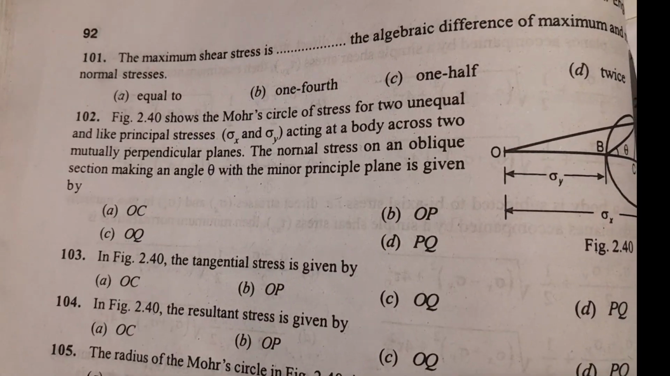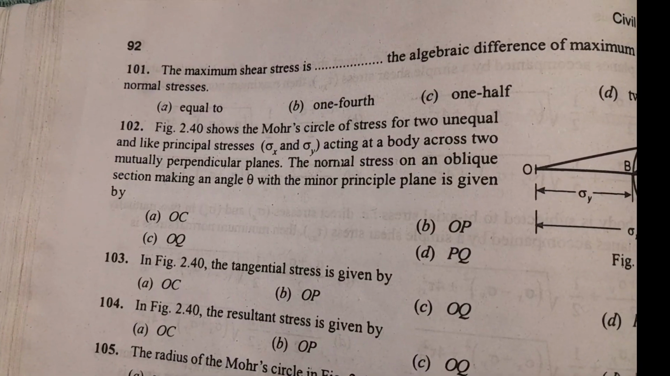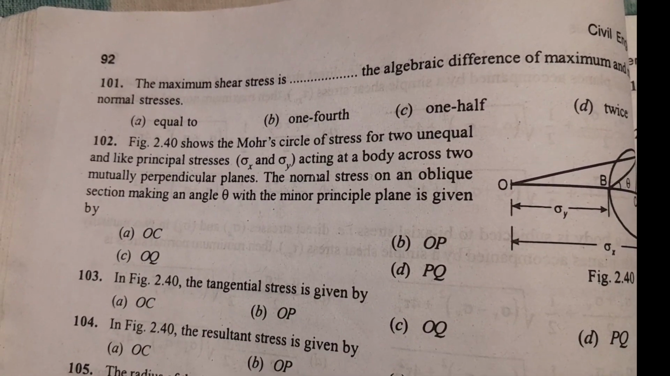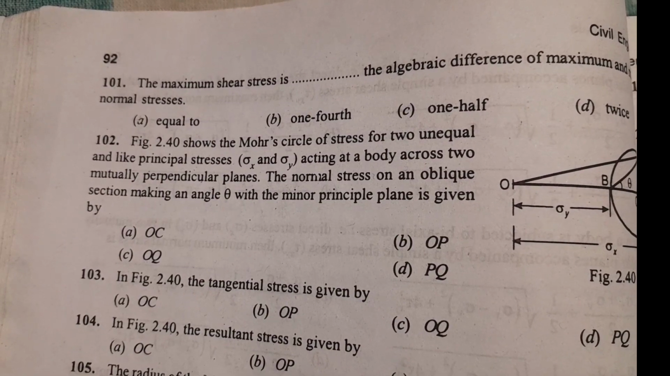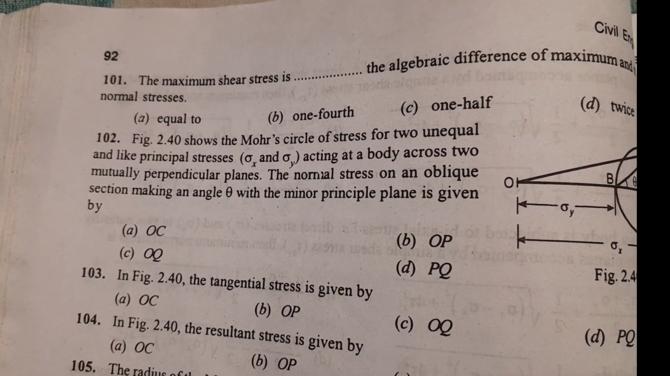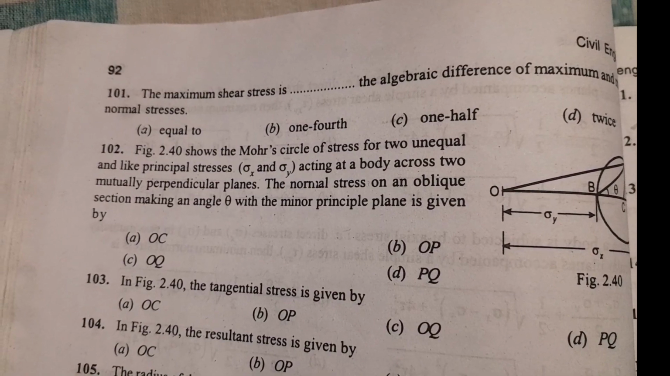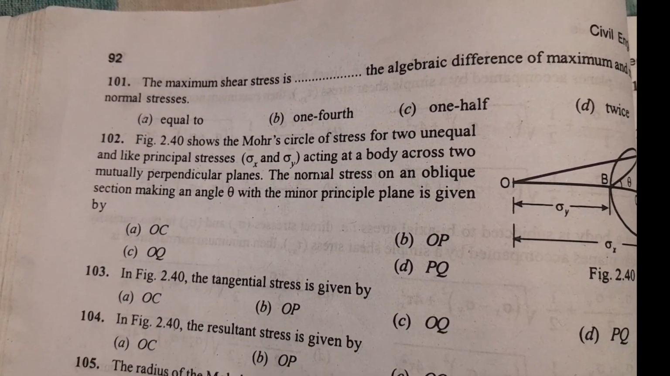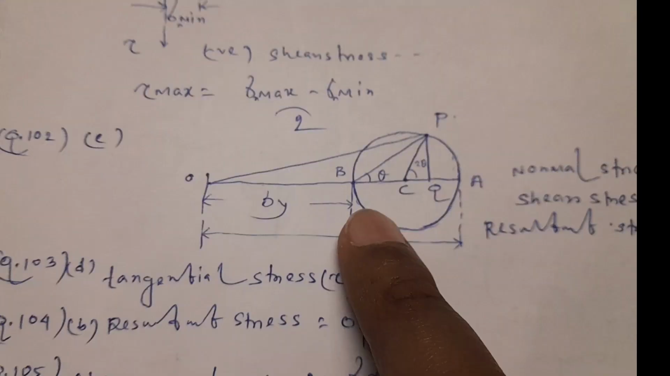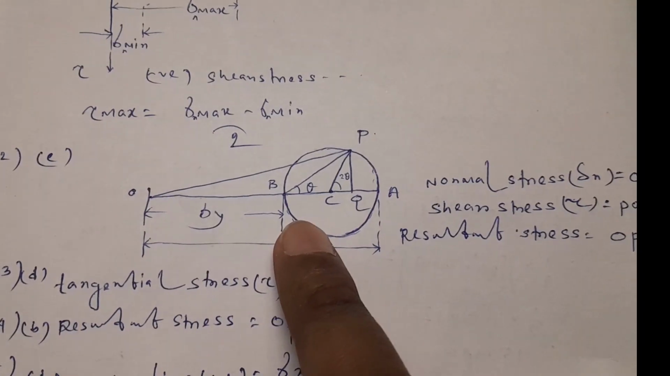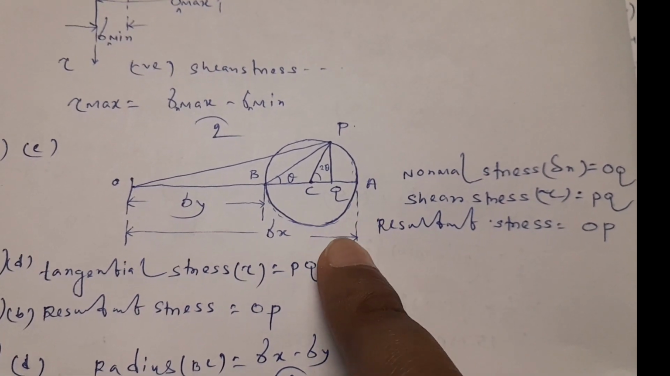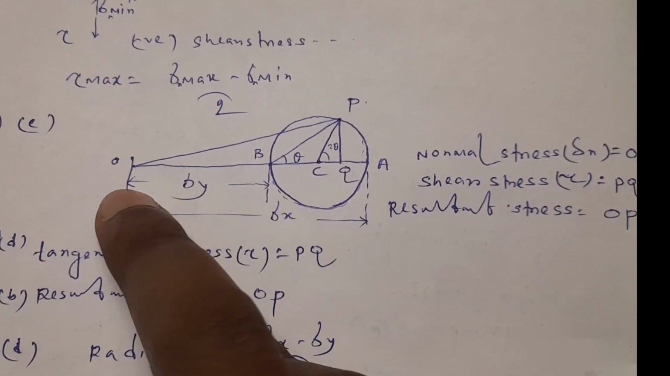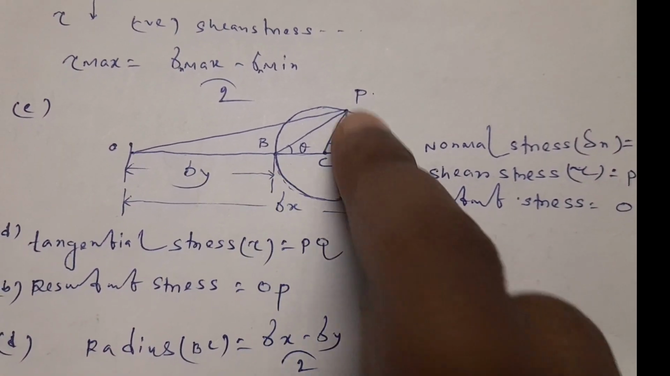Next, question 102. Figure 2.40 shows the Mohr circle of stresses for two unequal and like principal stresses sigma x and sigma y acting on a body across two mutually perpendicular planes. The normal stress on an oblique section making an angle theta with the minor principal plane is given by. Friends, I have drawn this figure. This distance is sigma x and this distance is sigma y, and this triangle is OPQ.